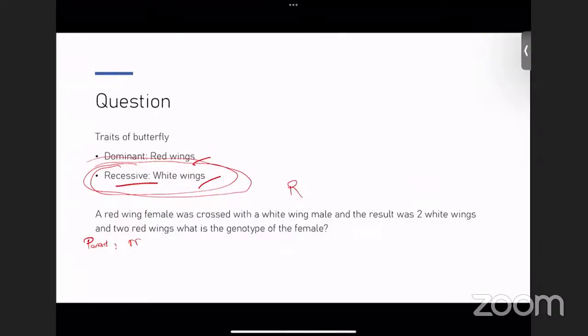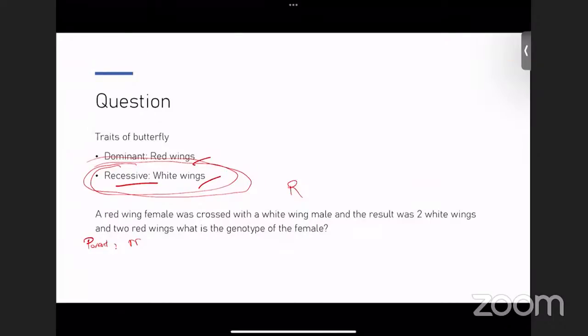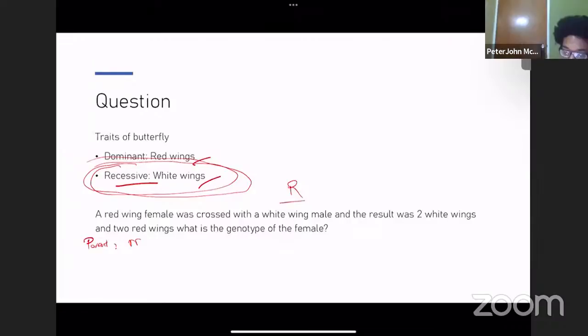Normally there's a key, to represent this. I just forgot to put it in. That's my bad, sorry. All right, so we're just using R. So two R's, two small r's.